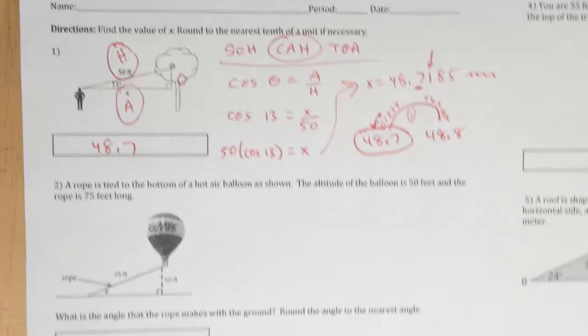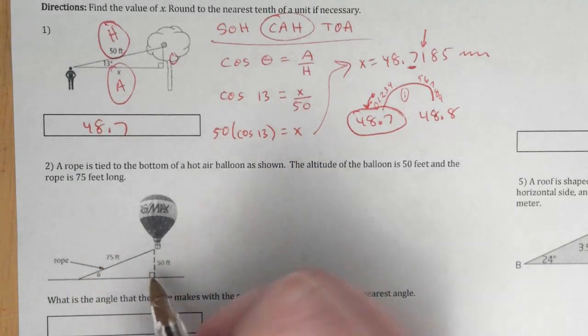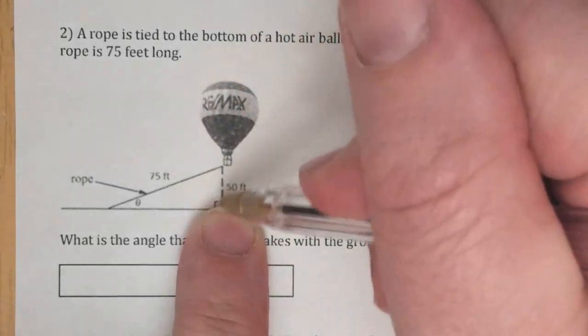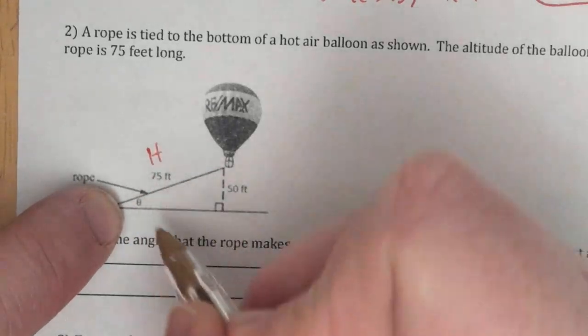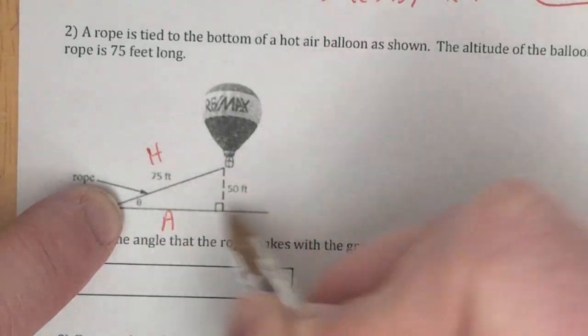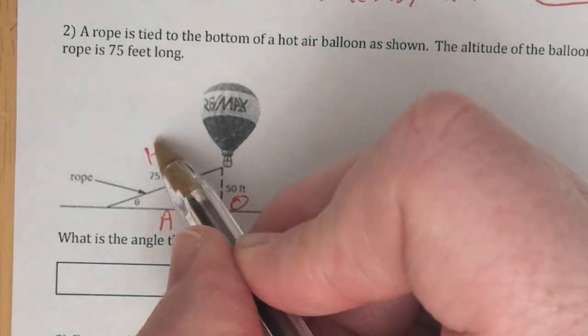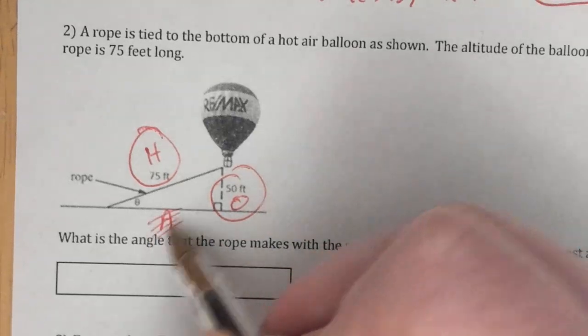All right, number two. Let's label H, O, A. Put my finger on the 90; the one side I'm not touching is H. Put your finger on the theta; this will be my A, and the one side I'm not touching is O. So what two sides are labeled? H has something, O has something, and A doesn't have anything.